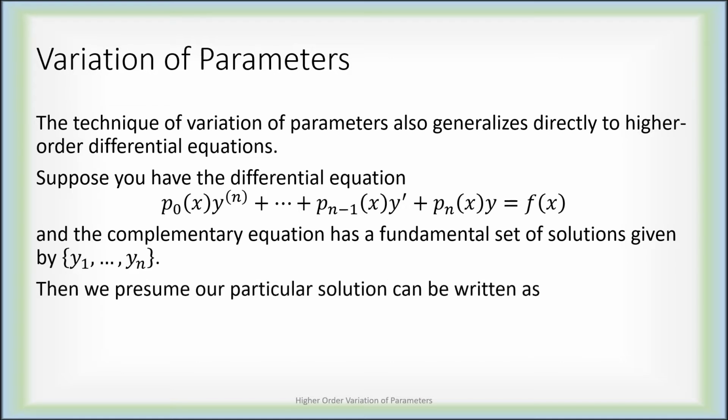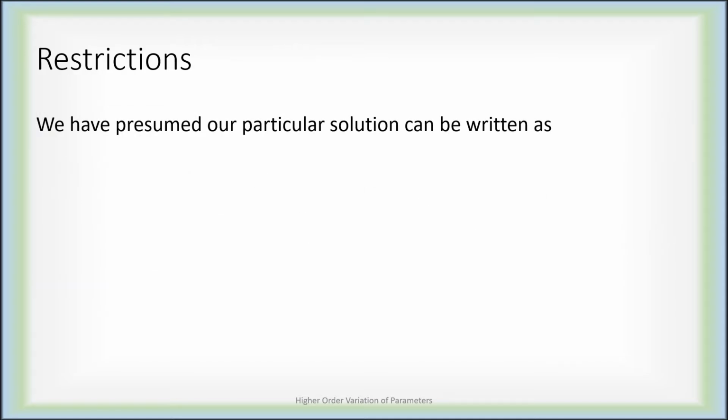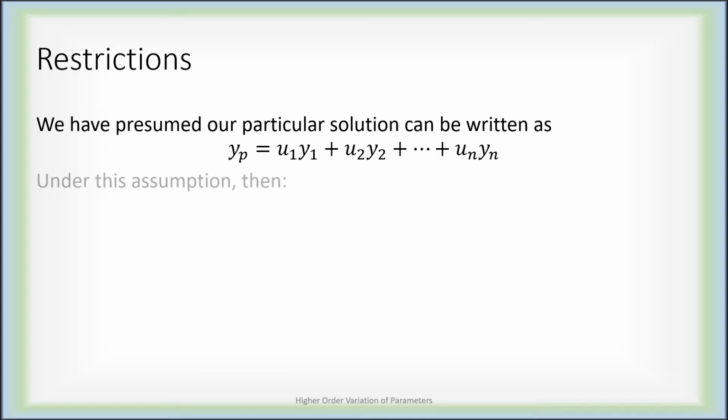We're going to presume that our particular solution y sub p can be written in the following way: a sum of u1 y1 plus u2 y2 and so forth. The y sub i, that's our fundamental set of solutions to the complementary homogeneous equation, and the u sub i are unknown functions that we're going to determine. So we've presumed that our particular solution y sub p can be written as unknown functions ui times the yi, which form our fundamental set of solutions to the complementary homogeneous equation.